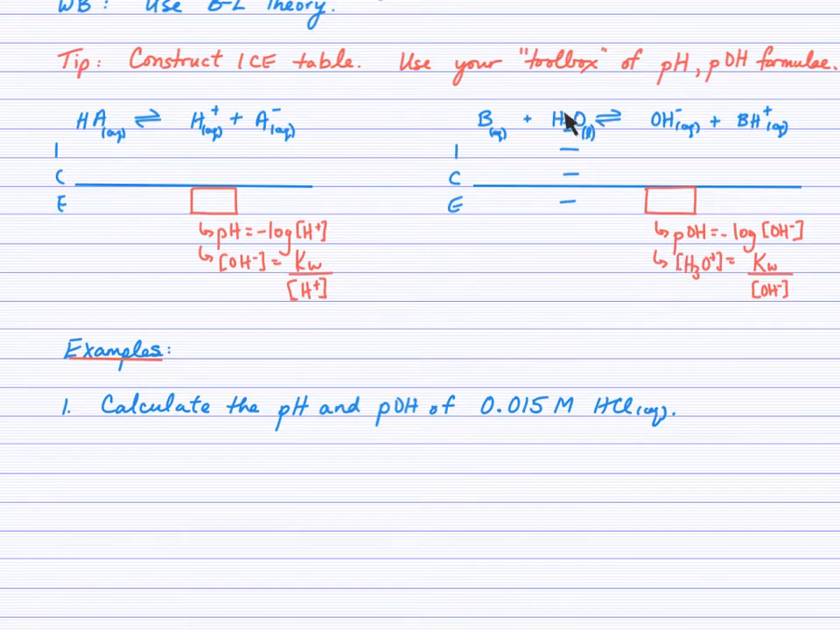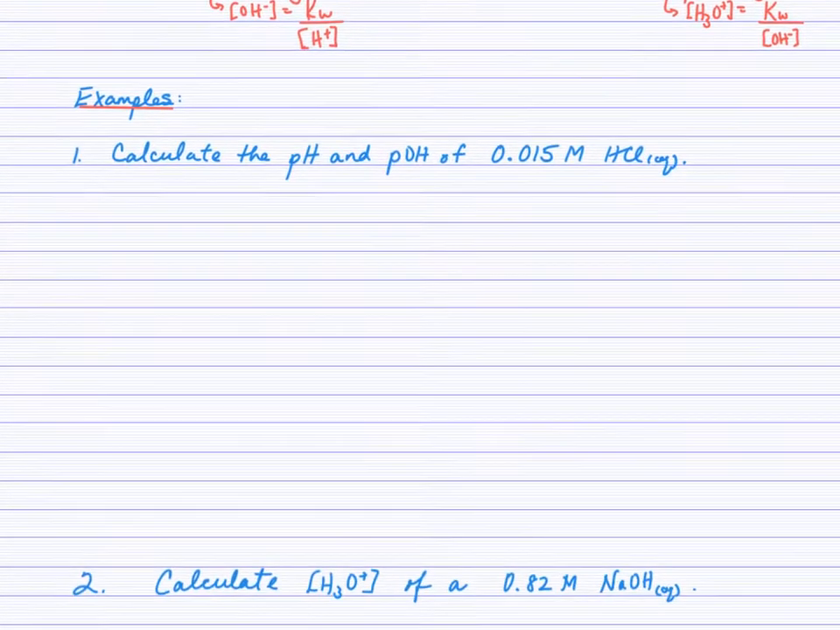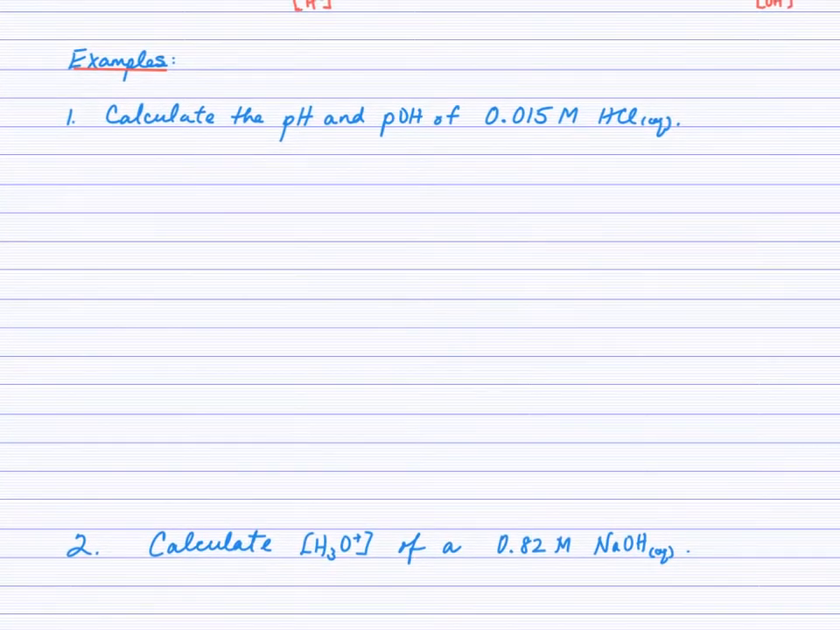And so any of those formulas from our toolbox can be used. I've just given a couple of indicators of how this concentration could be helpful. We'll go through various examples now. So copy down example 1, choose your theory, Arrhenius or Bronsted-Lowry, and set up an ice table.